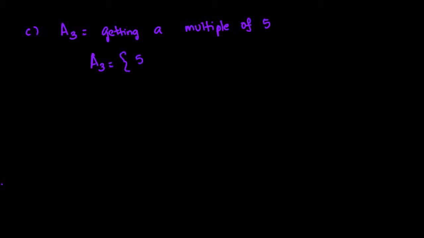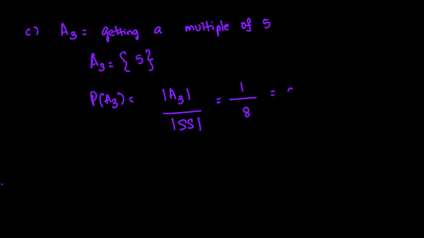Likewise, we defined A3 as getting a multiple of 5. So the set defining A3 is just 5. If you roll an 8-sided die, there is only one outcome which is a multiple of 5, which is 5. So the probability of A3 would be equal to the cardinality of the event A3 divided by the cardinality of the sample space itself. The cardinality of A3 is 1, divided by the cardinality of the sample space, which is 8. So once again, it is 0.125 or 12.5%.